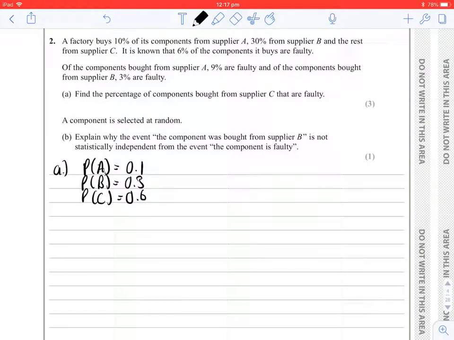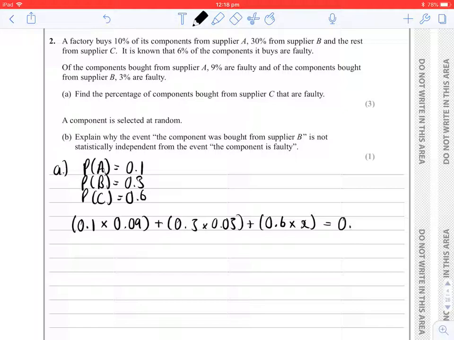So if we know that of supplier A, 9% are faulty, and of supplier B, 3% are faulty, then we can say that supplier A is 0.1 multiplied by the faulty percentage of those, which is 0.09, and supplier B's amount is 0.3 multiplied by the faulty percentage, which is 0.03. And then we've got supplier C's amount, which is the 0.6 they provide, times whatever percentage is faulty, which gives us an overall faulty percentage of 6%, or 0.06.